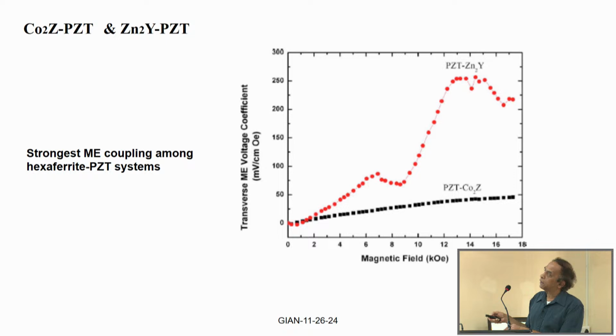And similar data for other types of hexaferrites, cobalt 2Z and zinc 2Y with PZT. These are bilayers, and these ferrites have in-plane anisotropy, and they have reasonably high values compared to M-type, close to 250 for zinc 2Y and around 50 for cobalt 2Z.